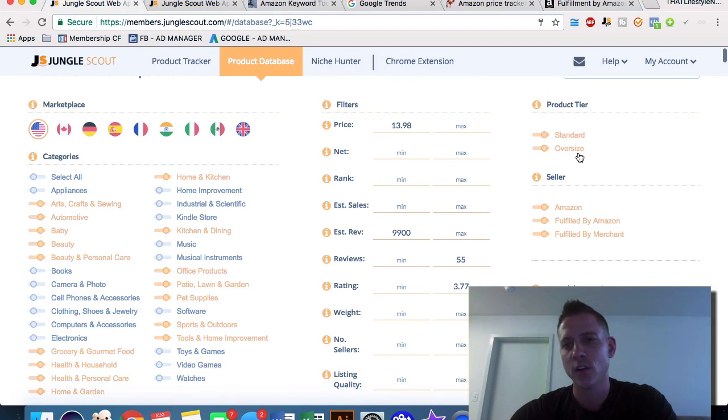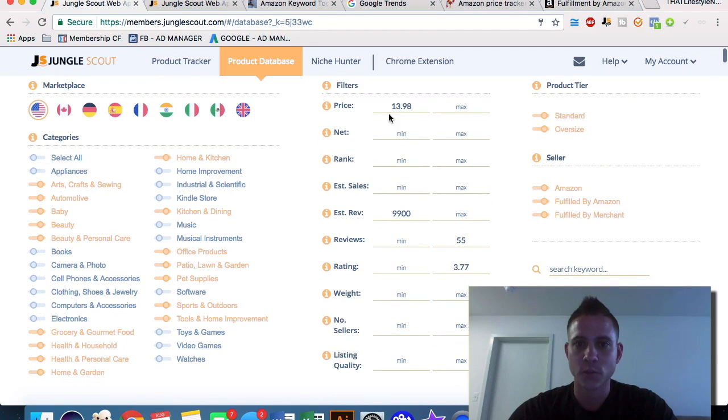Products here, standard and oversized. Some people are scared by oversized, but I like the fact that people are scared by oversized. I like to do things differently. I don't like to follow the crowds at all. Oversized does not scare me. Yes, you do pay a little bit more in fees, but you just translate that with a higher price, and that's that. So price, let's talk about this.